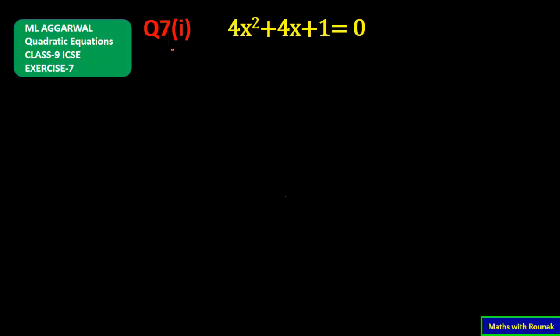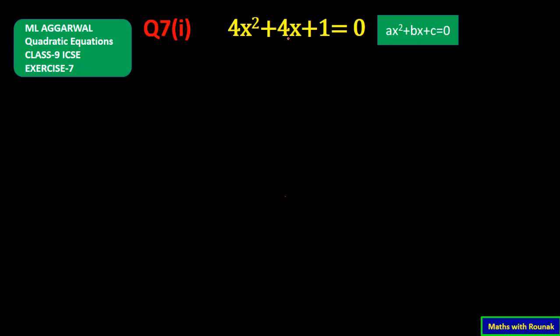Hello everyone, now we will start off with question number 7 part 1 of M.L. Aggarwal quadratic equations from class 9. The question is 4x square plus 4x plus 1 is equal to 0. It is already in the form of ax square plus bx plus c, or we can say it is already in the form of a general quadratic equation.